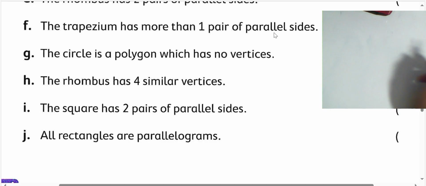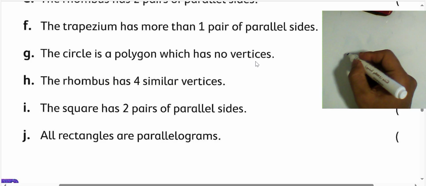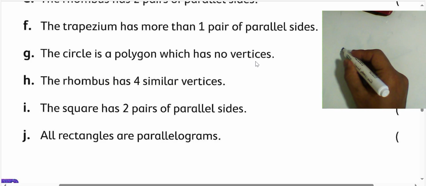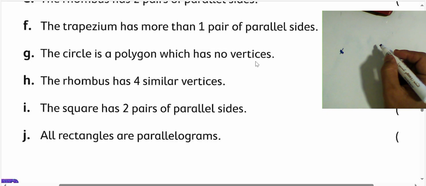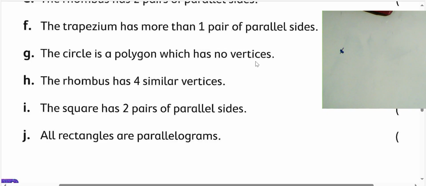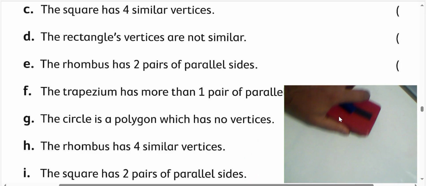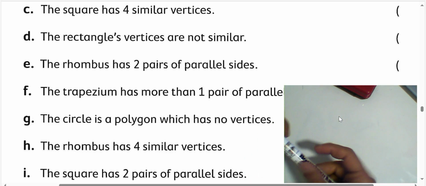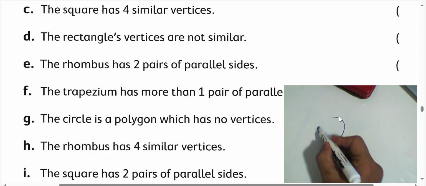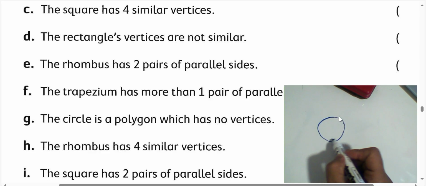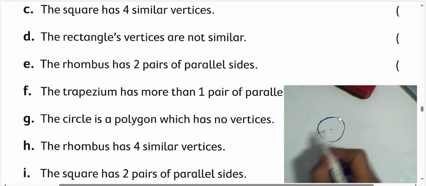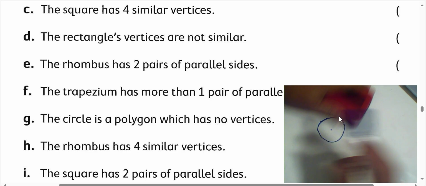Question letter G. The circle is a polygon which has no vertices. Yes. Not a polygon. It's false. Circle is not a polygon. It consists of a curve. Circle is a curve in which any point has the same distance to the center of the circle.